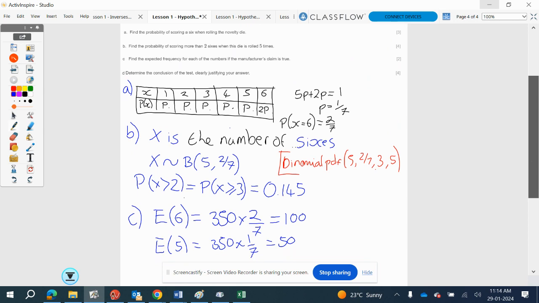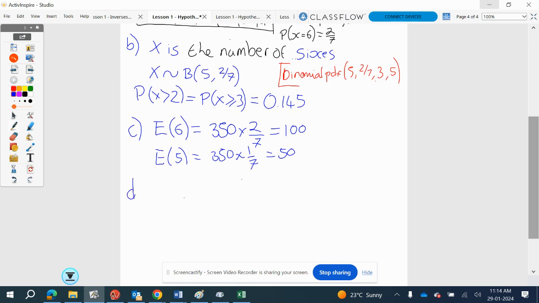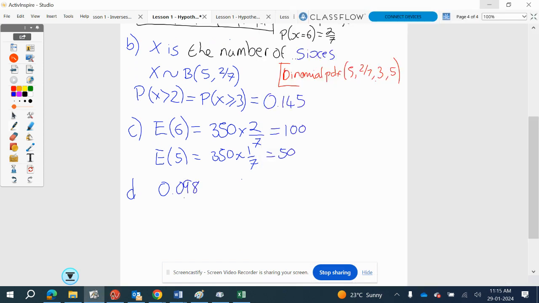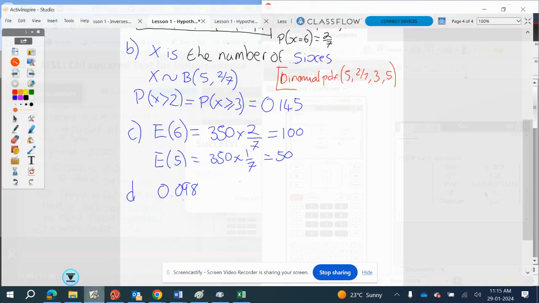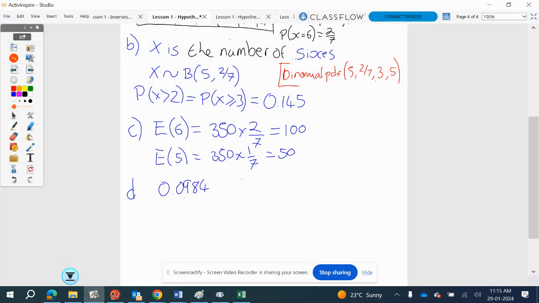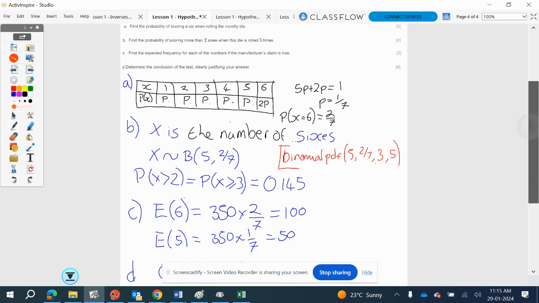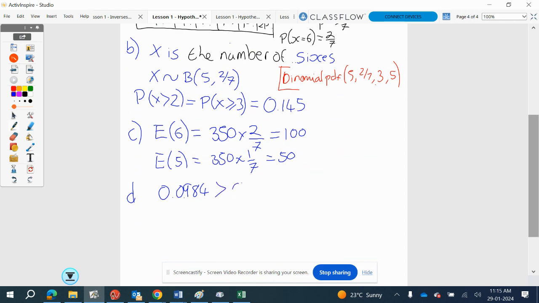So we got 0.0984. What's our significance level? 5%. The p-value is the higher number, so this is greater than 0.05. If the p-value is low, reject H0. So what is the conclusion? There is insufficient evidence to reject H0. Fail to reject.